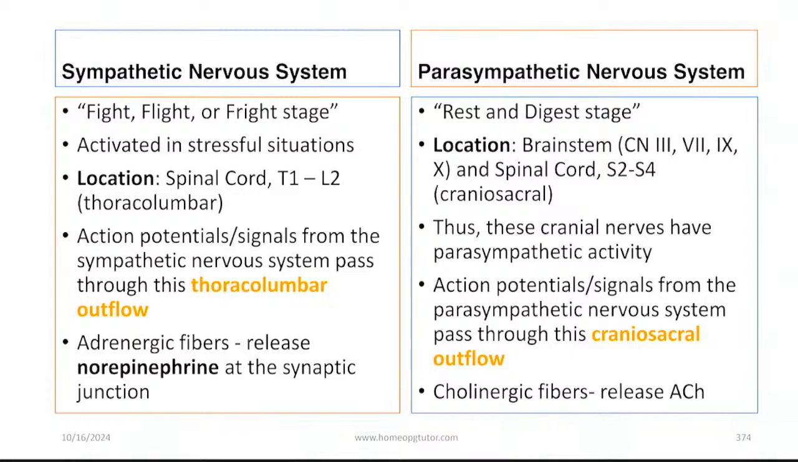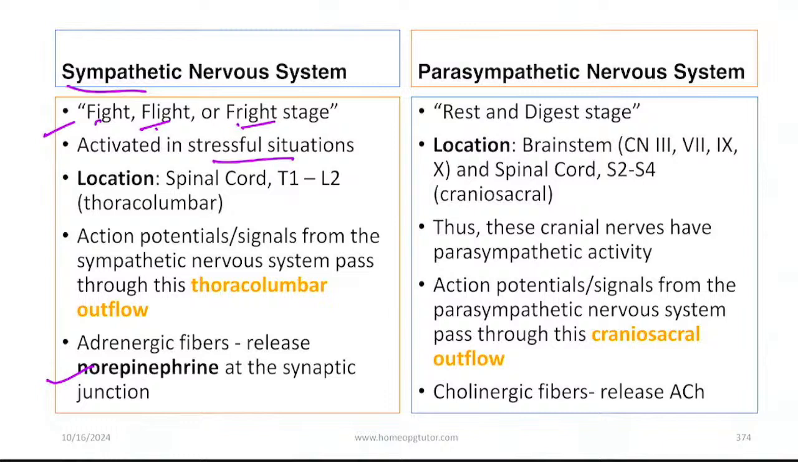Yeah, the sympathetic nervous system, we know, is majorly for the fight, flight and fright stage. The major adrenaline rush we speak about is by the sympathetic nervous system. Remember, fight, flight and fright is for adrenaline rush, and the neurotransmitter is noradrenaline or epinephrine. Norepinephrine is the neurotransmitter which is useful here. And where is it required? It is required in stressful situations.